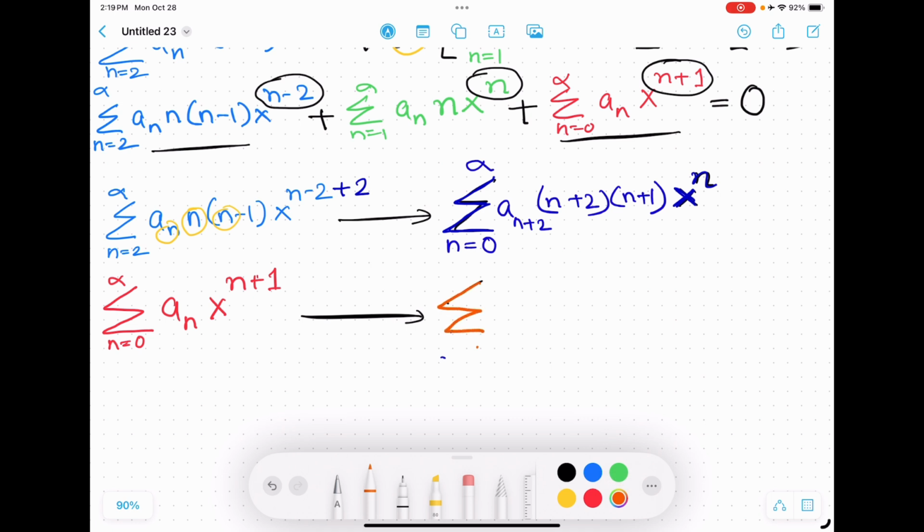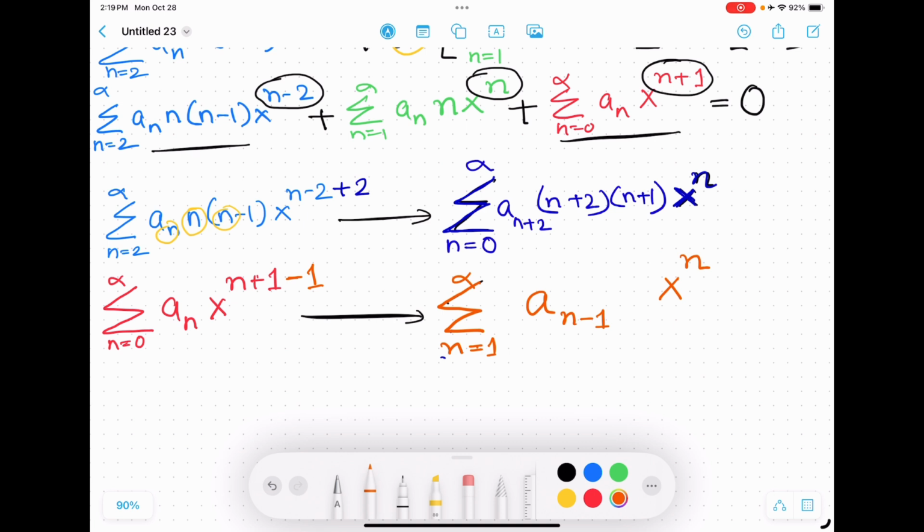I have the power n plus 1, but I need to transform this so that its power is also an n. All we've got to do is subtract 1 from our existing power. If I do that, all my n's also decrease by 1, so my a sub n becomes a sub n minus 1. Since our n's decreased by 1, my starting index increases by 1. So this is how our transformed power series looks.